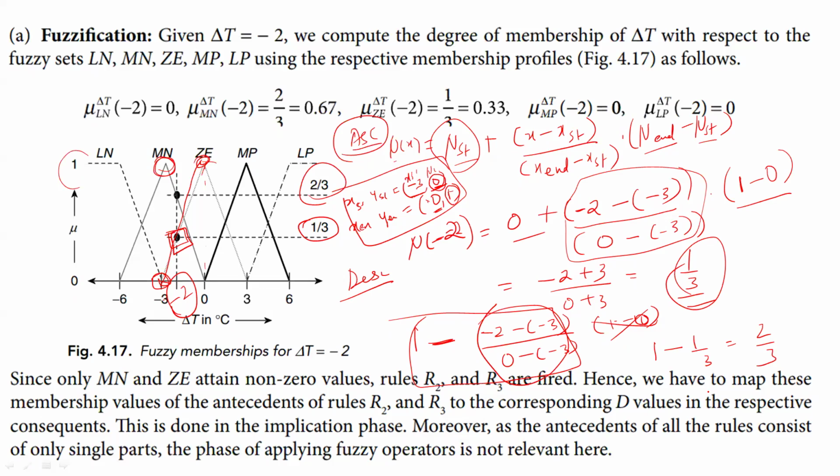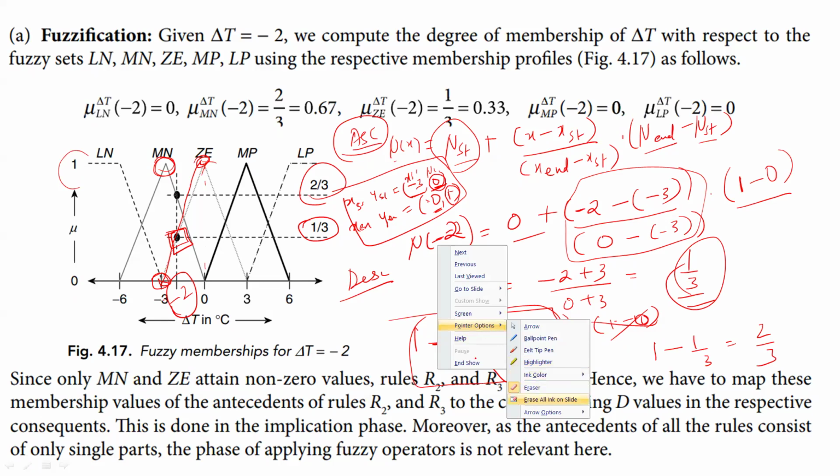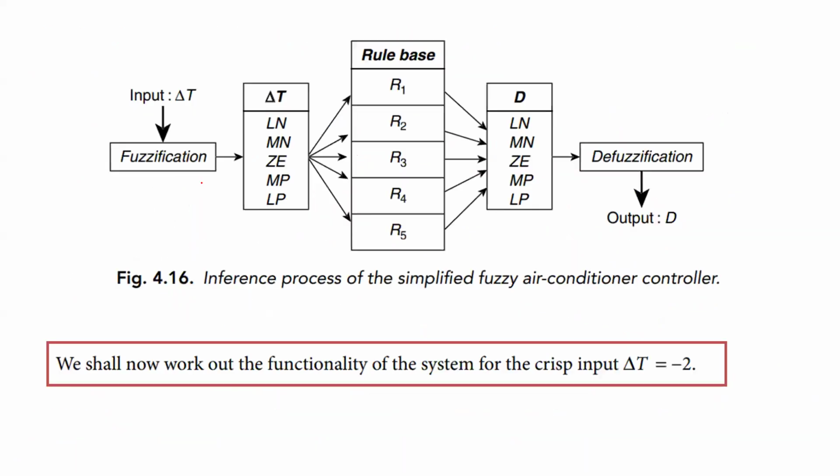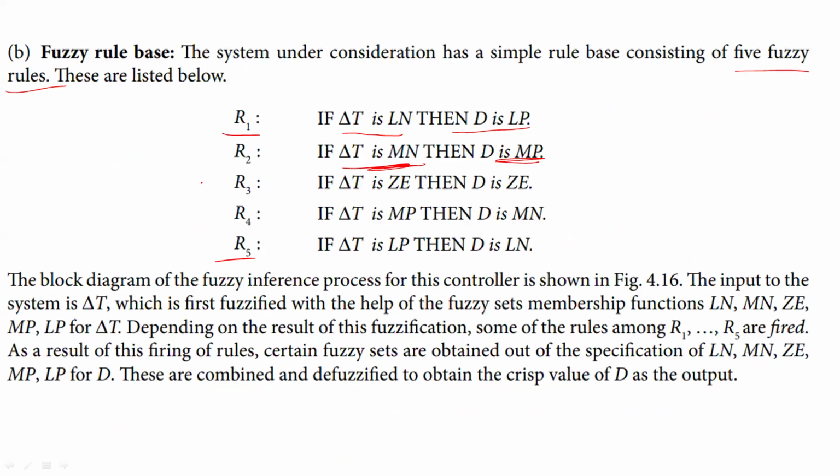Now, since only Mn and Zd have these non-zero values, there's one more thing that we need to understand: only the rules R2 and R3 will be fired because the rest of the rules are not applicable. We know that each of the rules were applicable.